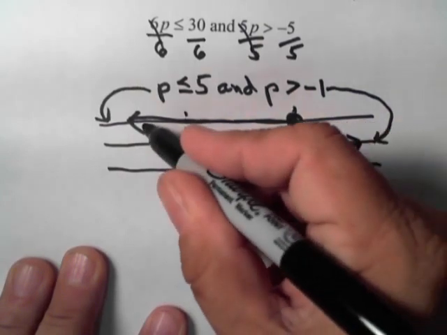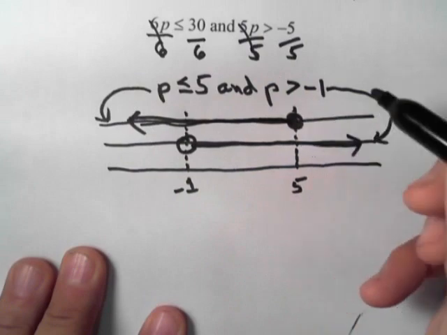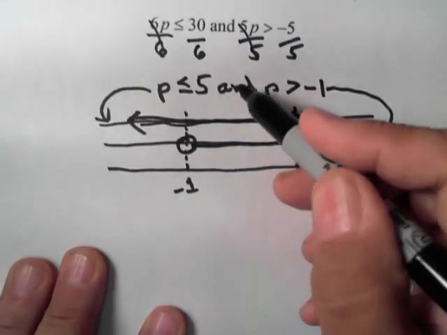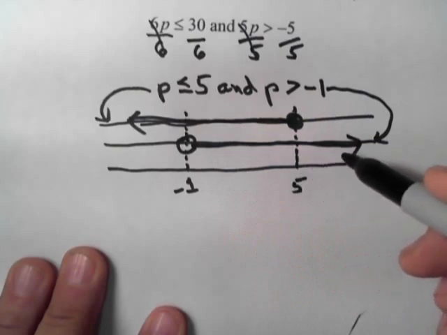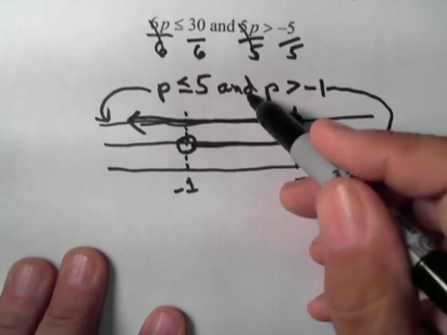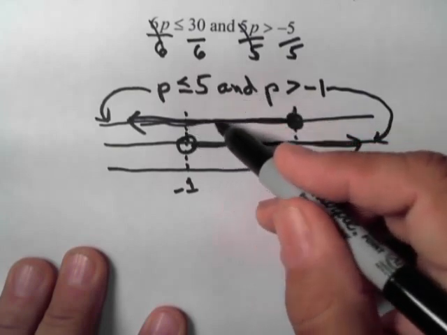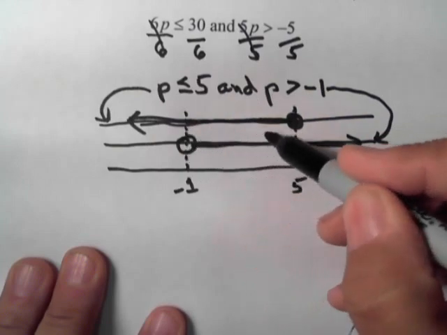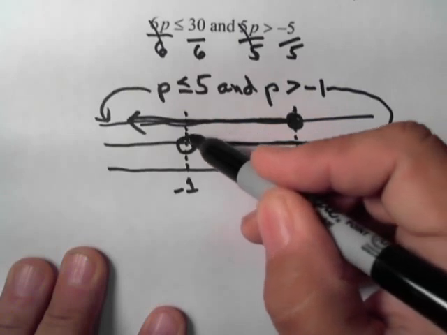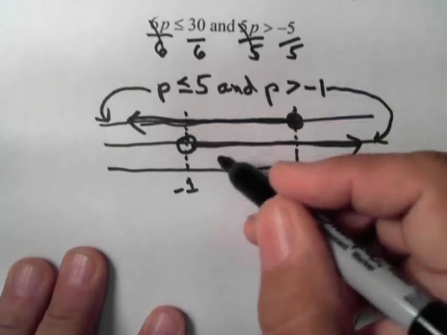Remember, these are our solutions in both of these. When we have the and, it means it has to solve both of these. Now, folks often talk about and being the overlap, where these two do overlap. And notice there's an area here where the values occur in both.